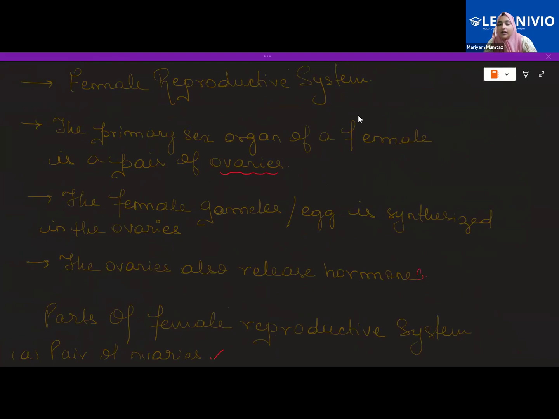So, when we talk about the female reproductive system, just like in the case of human males there is the presence of the primary sex organ, in the same way in human females also there is going to be a primary sex organ present.